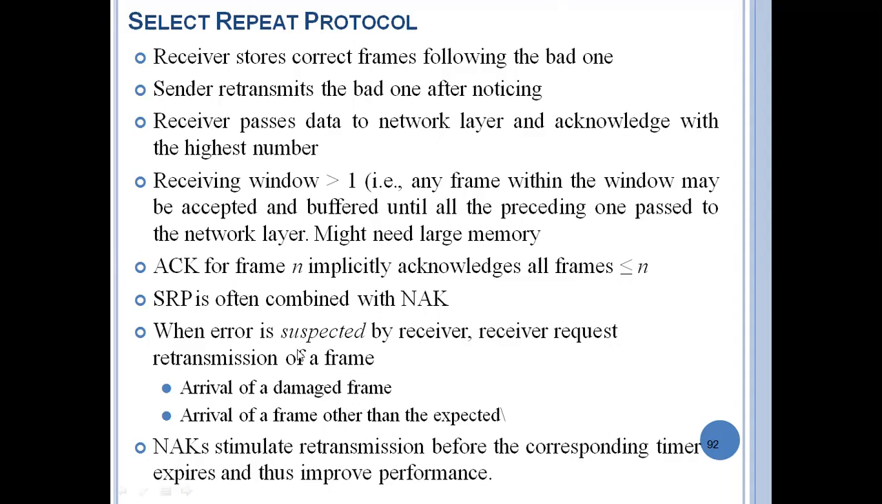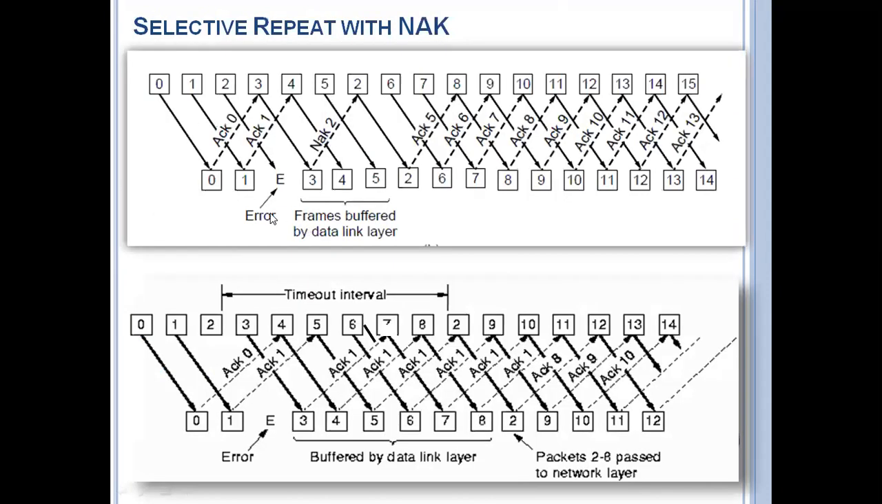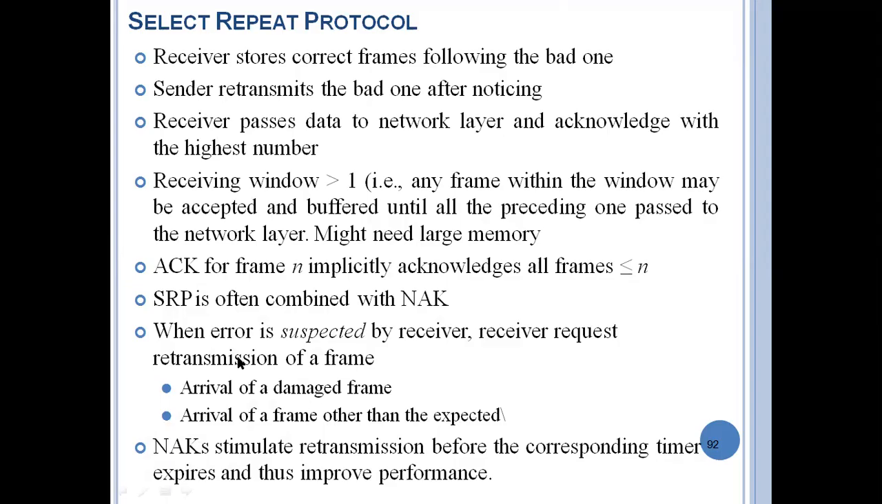Whenever an error is suspected by the receiver, the receiver requests retransmission of the frame. As the name suggests, in the selective repeat protocol there is no need to send all the frames again. Whichever frame is in error is identified by the receiver, and the receiver sends an acknowledgement to the sender.